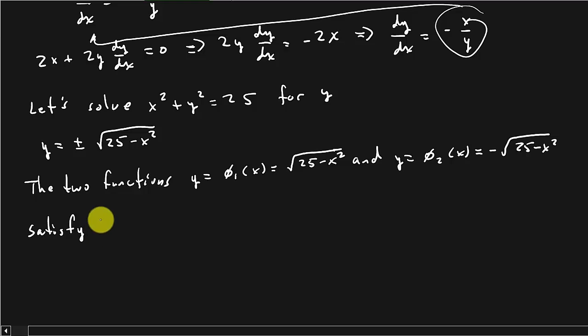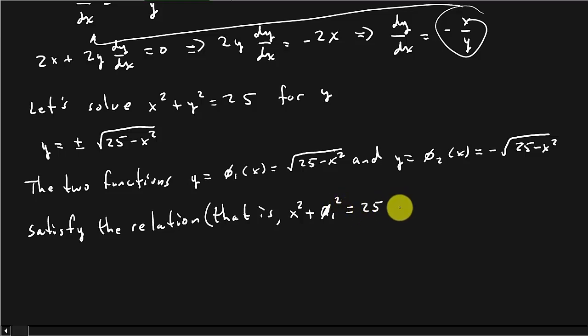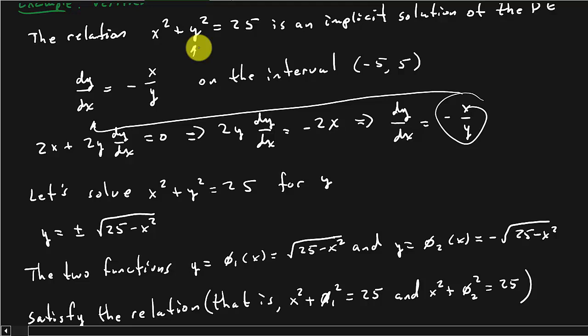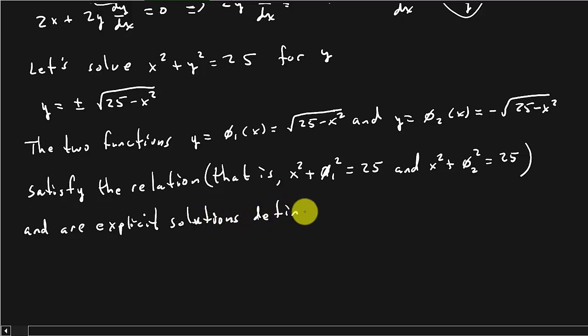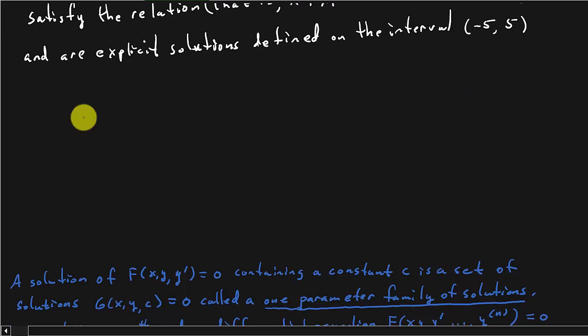They satisfy the relation. That is x squared plus phi 1 squared equals 25, and x squared plus phi 2 squared equals 25. We can plug each of these in for y here. That's what that's saying. And they are explicit solutions defined on the interval -5 to 5.